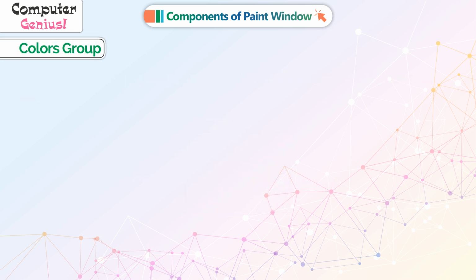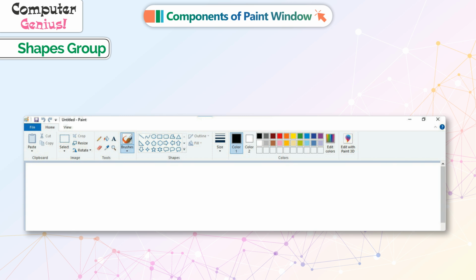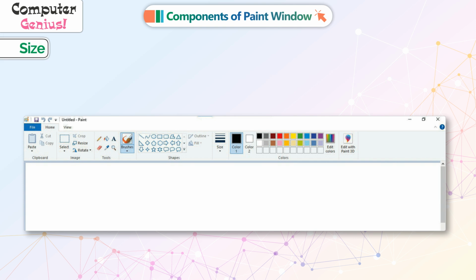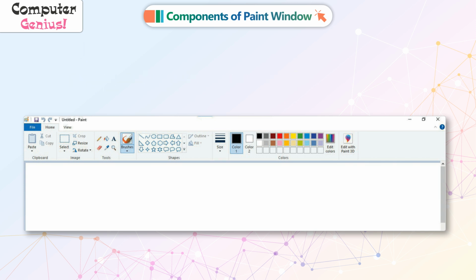Colors group. This group contains different colors to make your drawing colorful. Shapes group. This group contains shapes such as line, rectangle, curve, triangle, etc. Size. It is used to change the thickness of the selected tool.